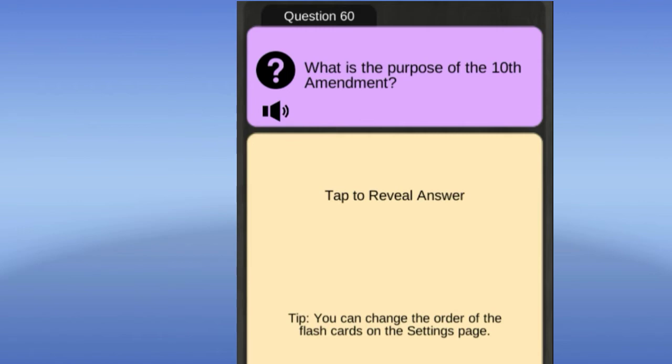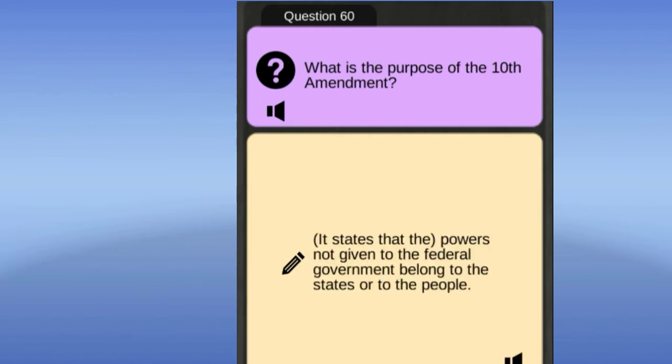What is the purpose of the 10th Amendment? It states that the powers not given to the federal government belong to the states or to the people.